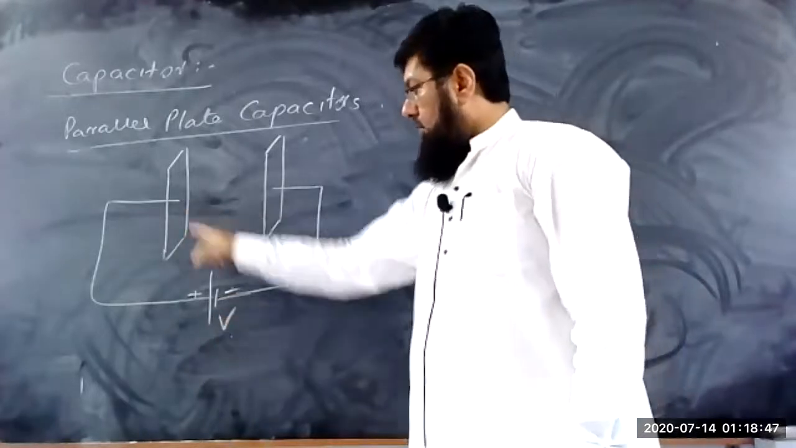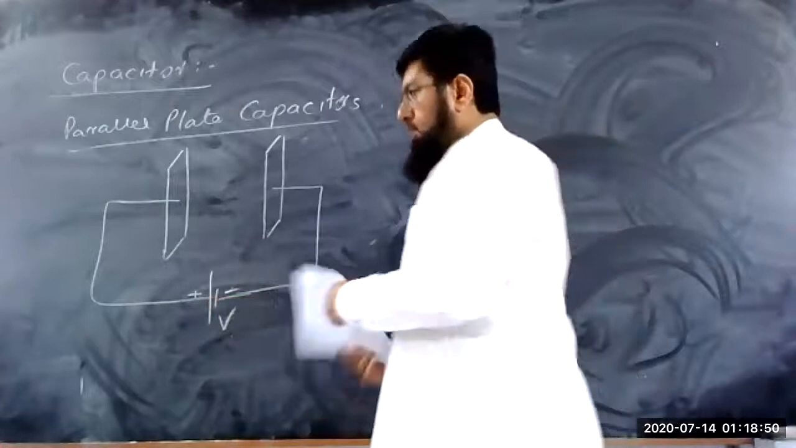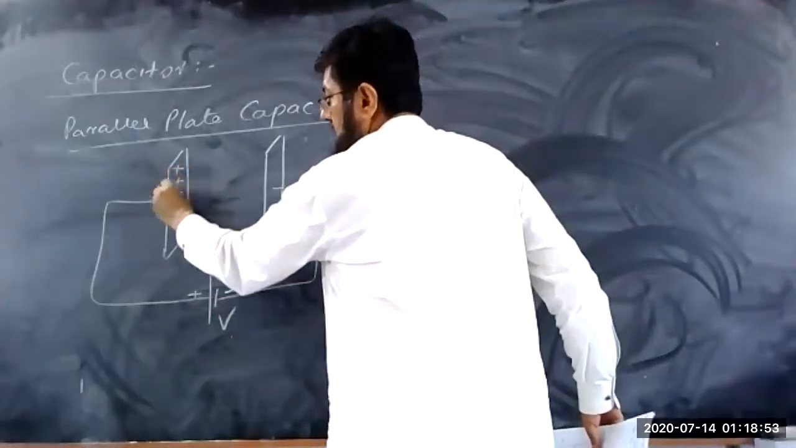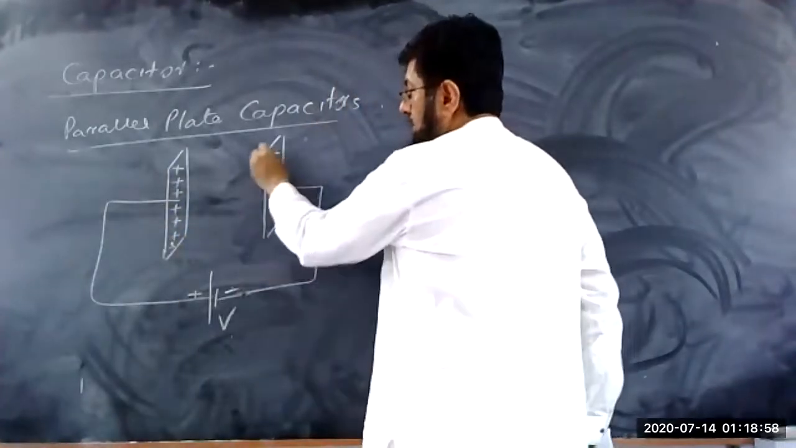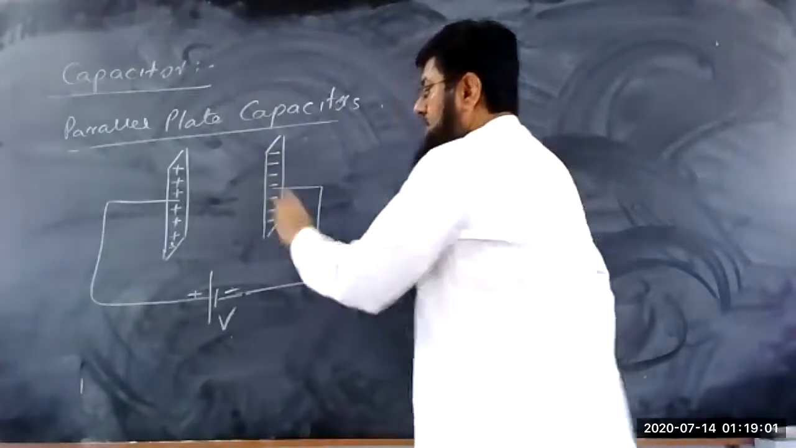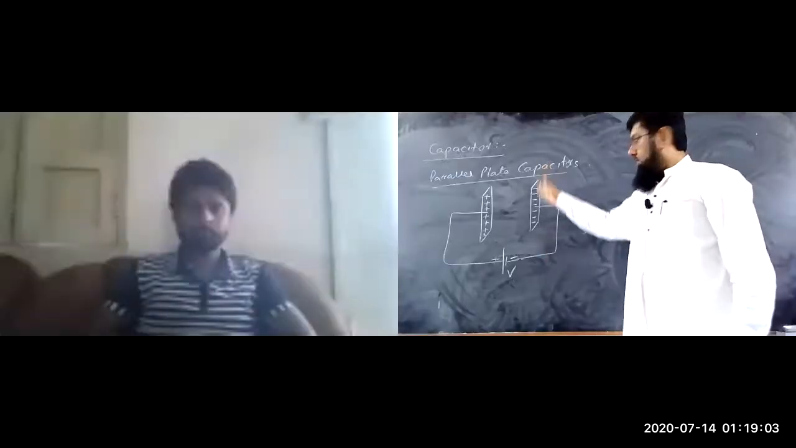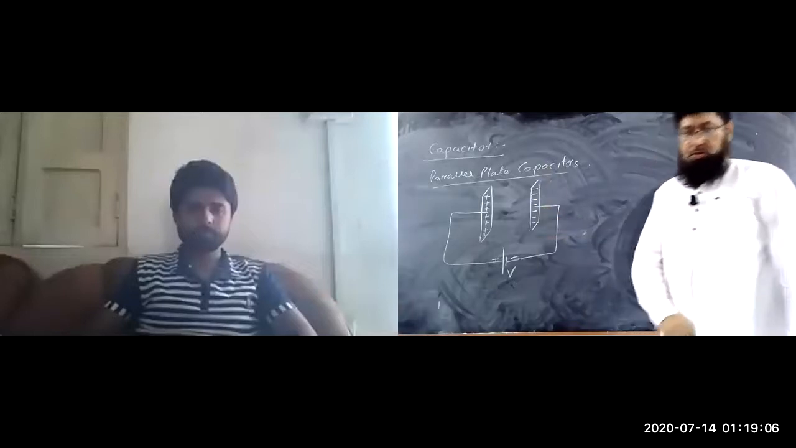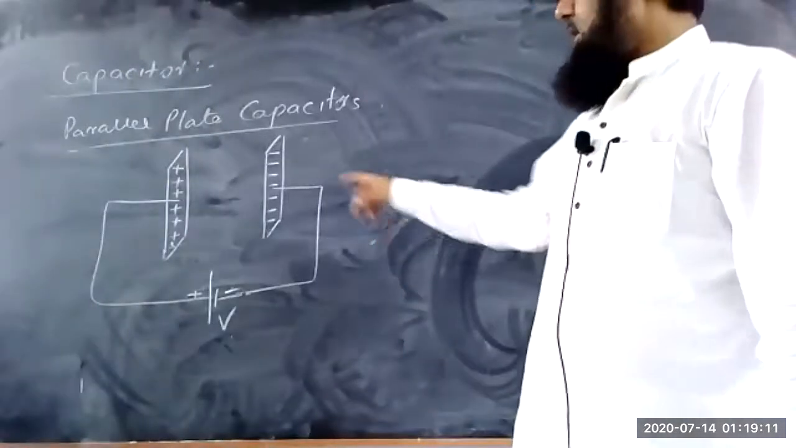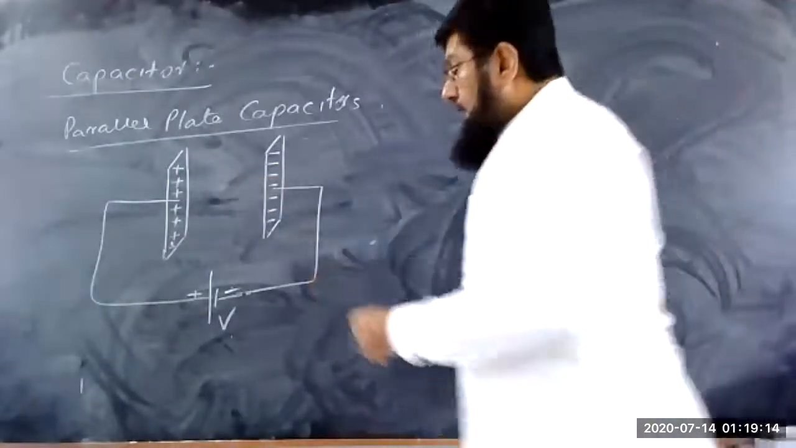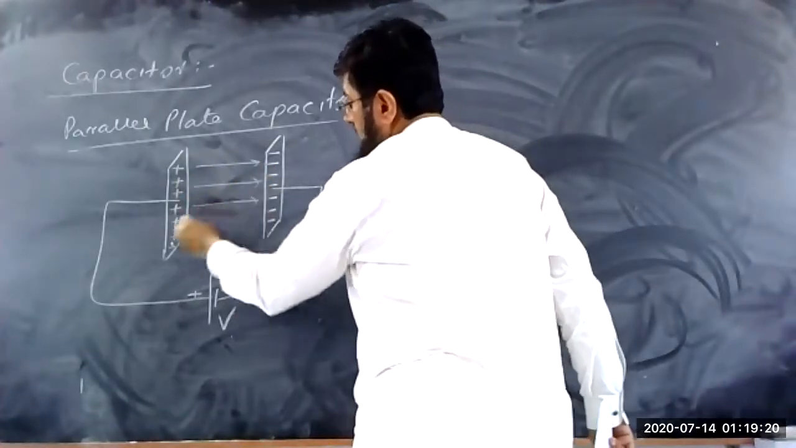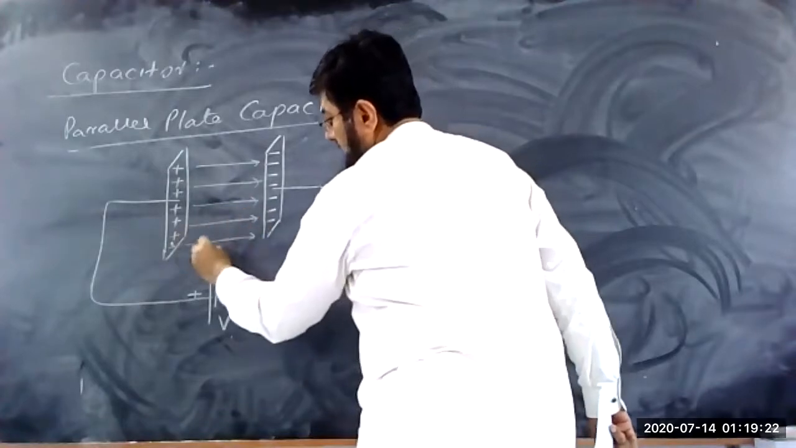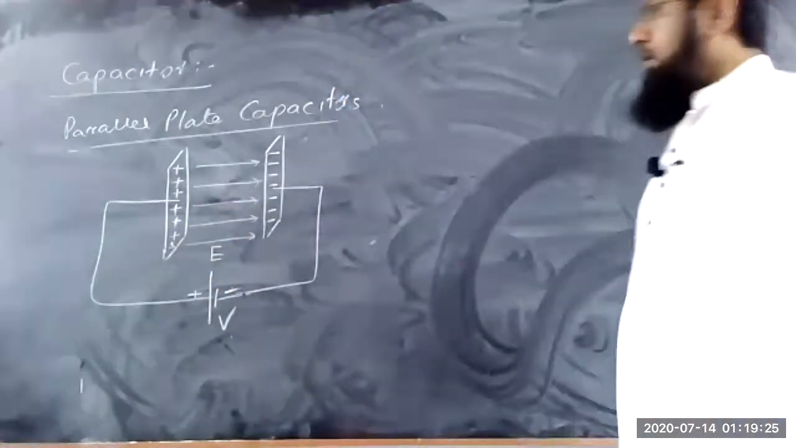So the plate which is connected with the positive terminal becomes a positively charged plate. This is because of the induced charges. And the negative terminal will charge up the other plate negatively. So here, if we look, the electric field will be between the plates, from the positive terminal to the negative terminal. This is the direction of the electric field between the plates.